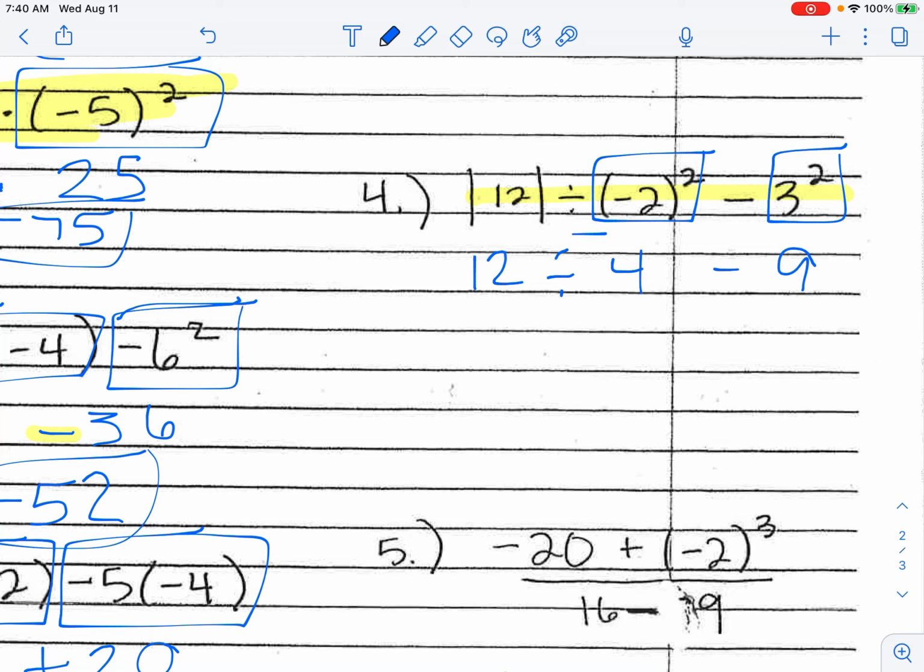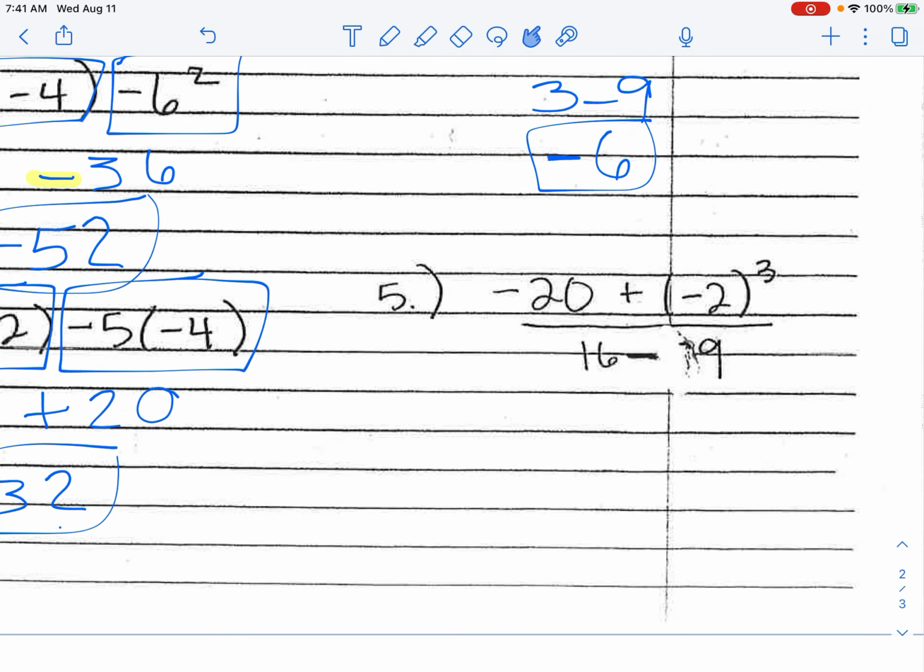Division comes before subtraction. So I'm focusing on my 12 divided by 4. That's 3. So 3 minus 9 looks kind of weird, right? This goes back to the rules of adding and subtracting integers. My 3 is positive, my 9 is negative. Different signs find the difference, so we're going to subtract. The difference between 3 and 9 is 6. And we had more negatives in the problem, so that answer is going to be negative 6.